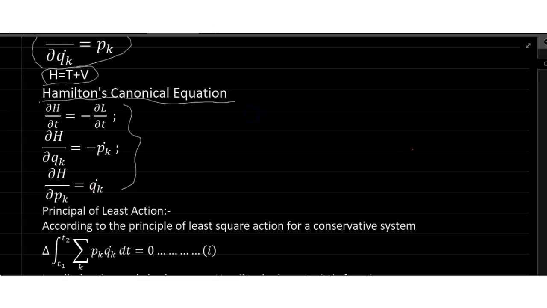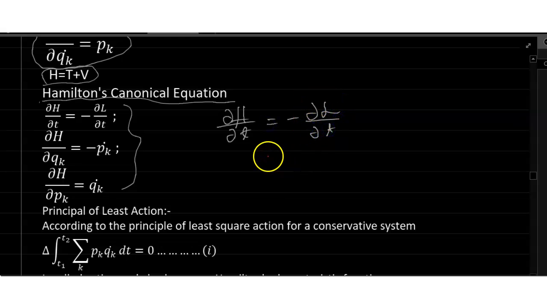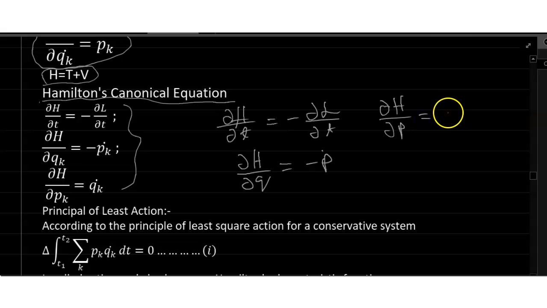So these equations are very important for a learner: del H by del T is equal to minus del L by del T, and del H by del q is equal to minus P dot, and del H by del P is equal to q dot. This formula is very important, friends.